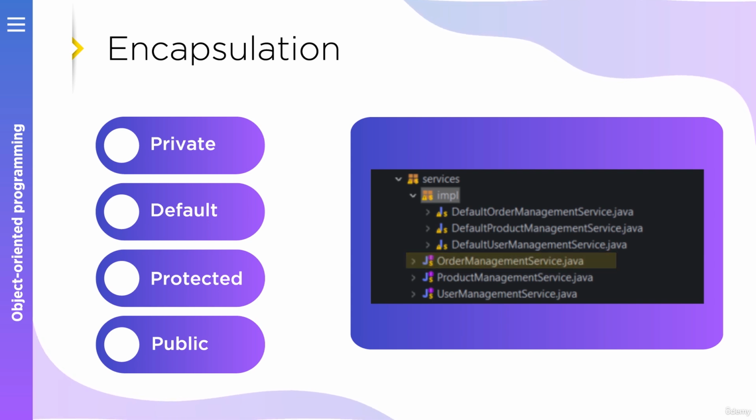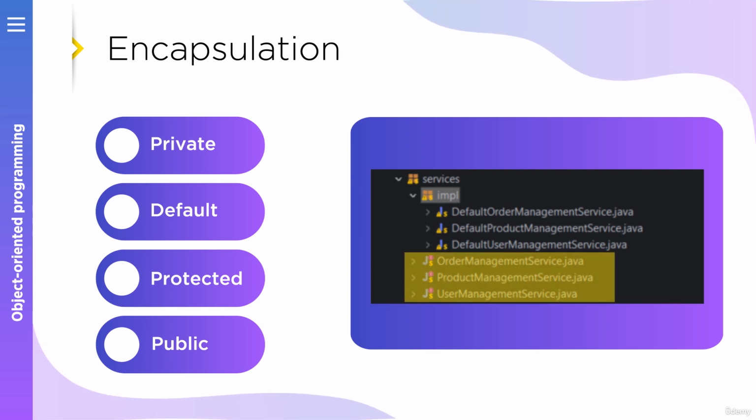Private, the strictest one. You have access to fields and methods only within the specific class. You can't access private elements outside of this class. Default, access level within the same package. Elements with the default access modifier can't be accessed outside of the package.